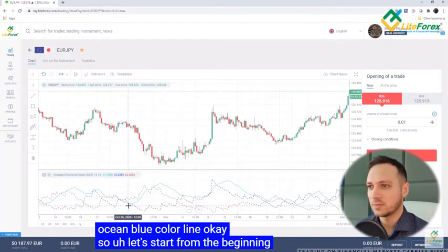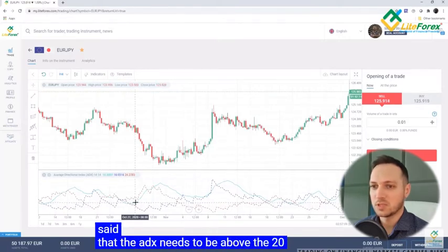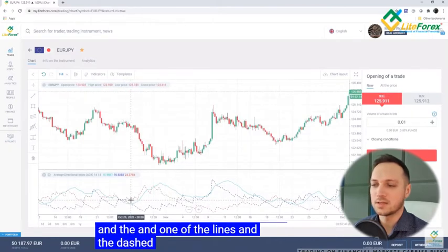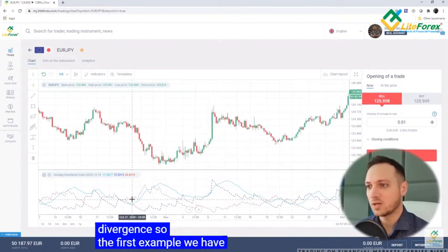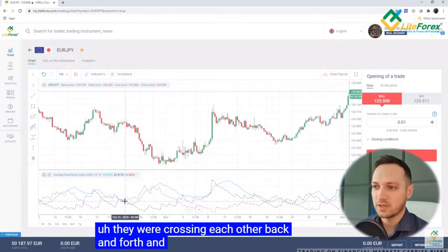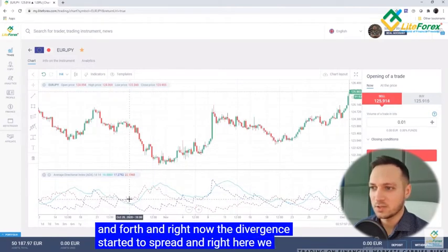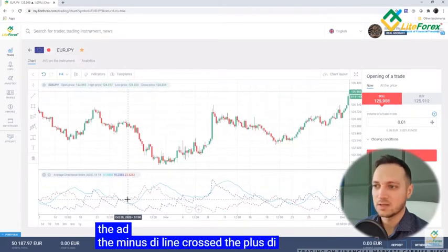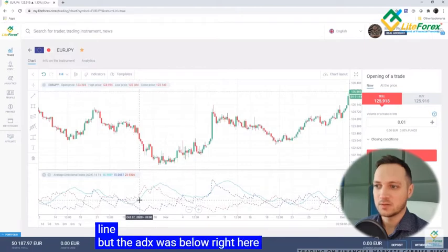Okay, so let's start from the beginning. We said that the ADX needs to be above 20%, and the dashed lines need to be in divergence. So the first example we have right here. They were crossing each other back and forth, and right now the divergence started to spread. And right here the minus DI line crossed the plus DI line, but the ADX was below.